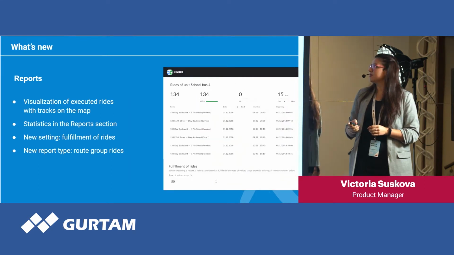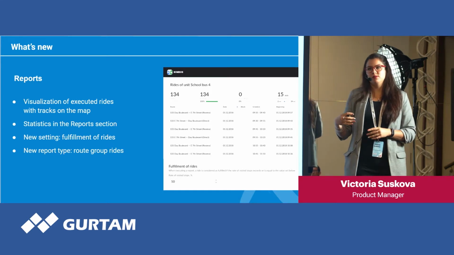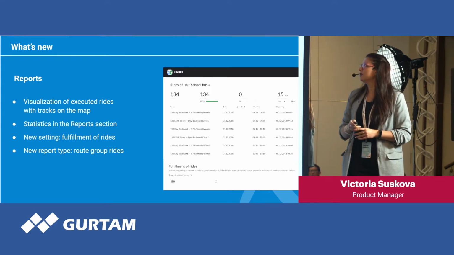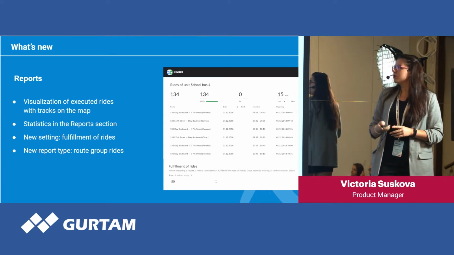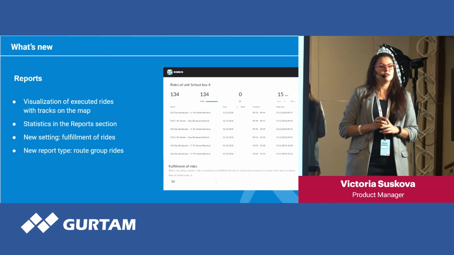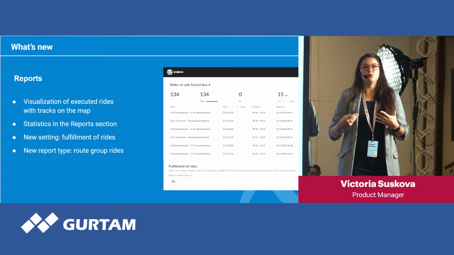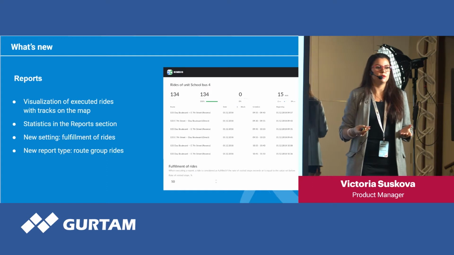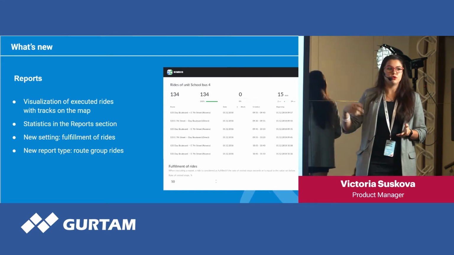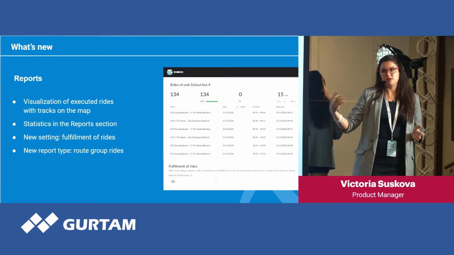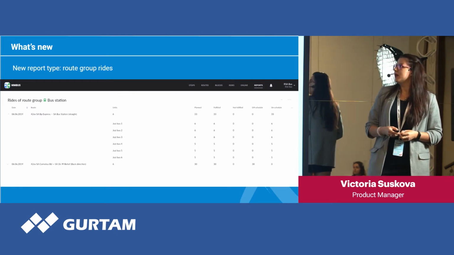Also, we've added a statistics block in the report section. So now you don't need to count the number of rides altogether in this graph. You have all this information here for the rides of a unit or rides of a route. Also, we've added a new setting over here. It is fulfillment of rides. Previously, a ride was considered fulfilled if just one stop was visited. But you may have stricter requirements. So now you can set a value upon reaching which the ride will be considered fulfilled and otherwise not fulfilled, right?